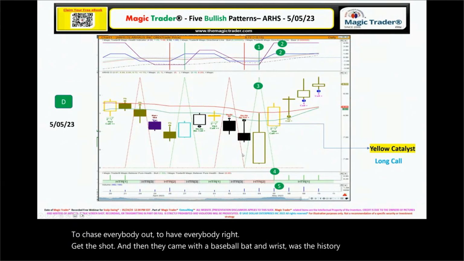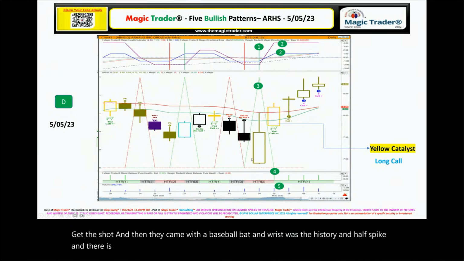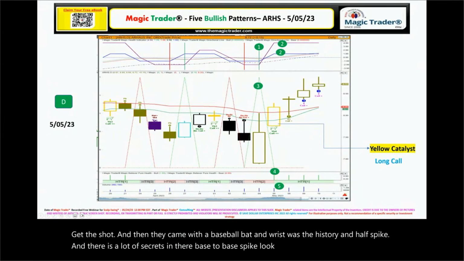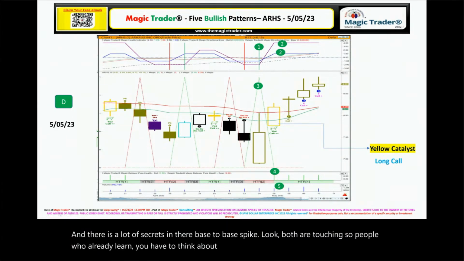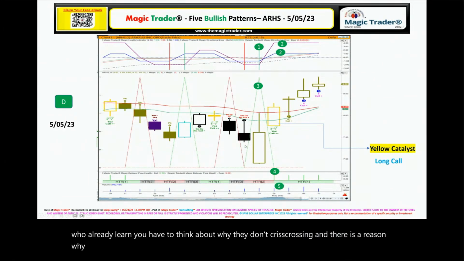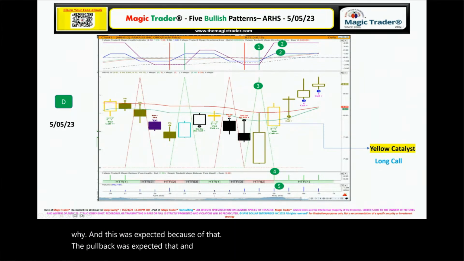And have spike, and there is a lot of secrets in there. Base to base spike. Look, both are touching. So people who already learned, you have to think about why they don't crisscross, and there is a reason why. And this was expected because of that. The pullback was expected, and that's the way institutions fool you.